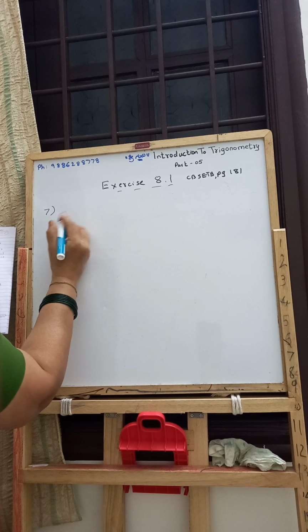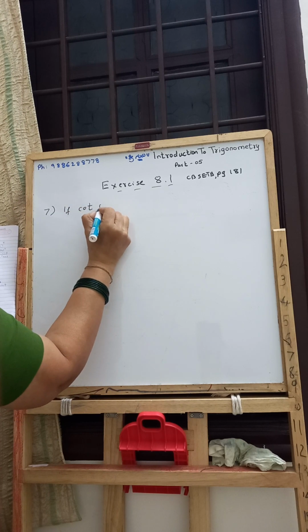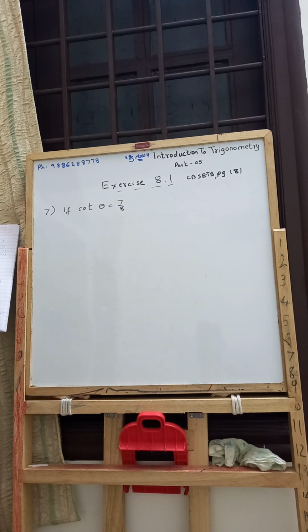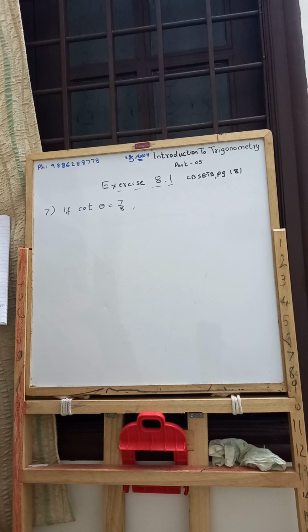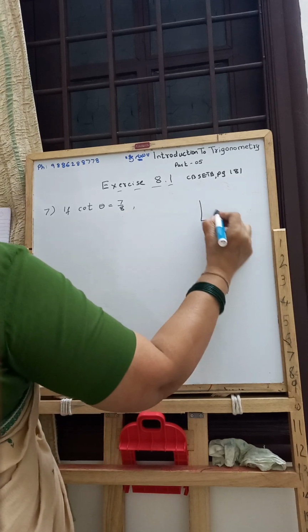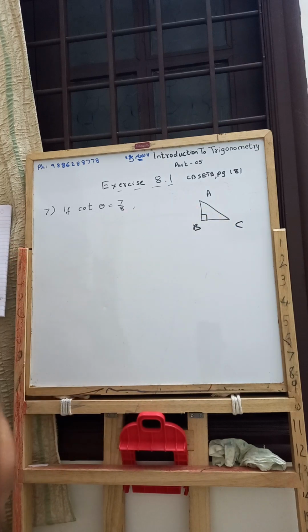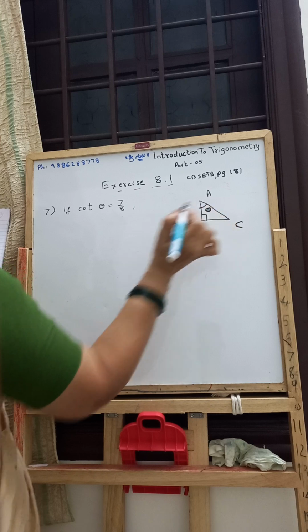If cot theta is equal to 7 upon 8, evaluate 1 plus sin theta in one bracket, 1 minus sin theta in another bracket, divided by 1 plus cos theta in one bracket, 1 minus cos theta in another bracket. Consider a right triangle ABC, right angle at B, and we'll say that this angle A is theta.